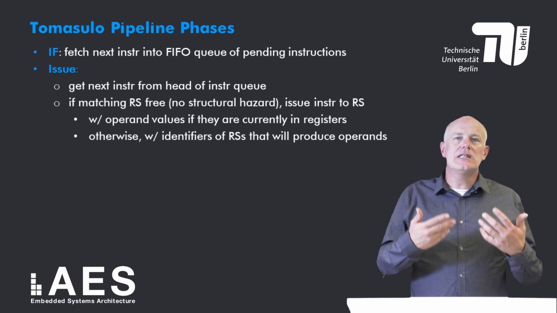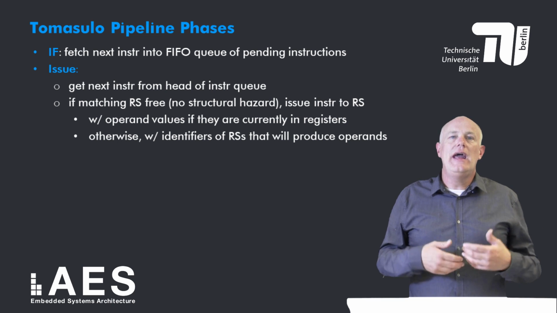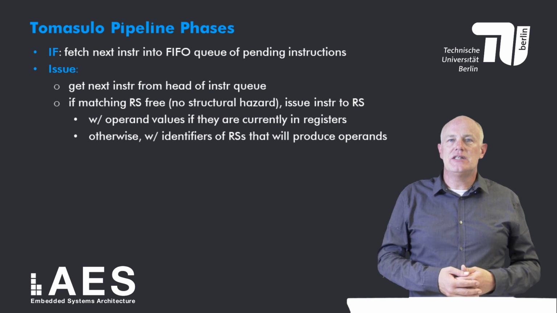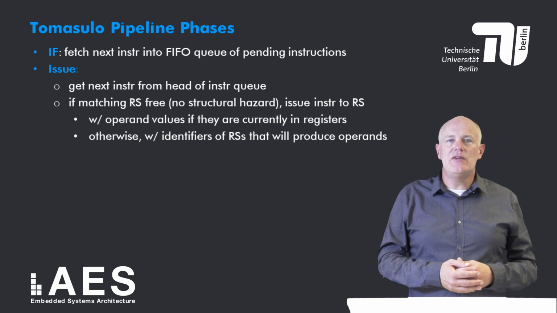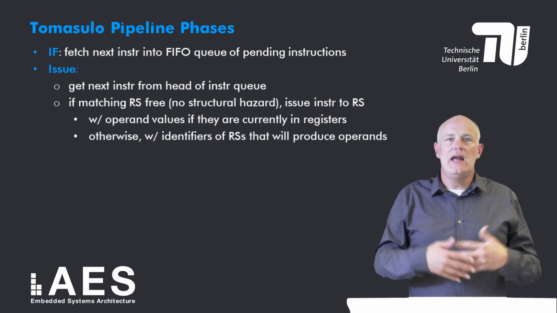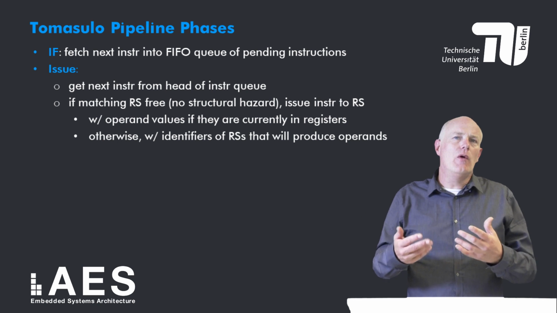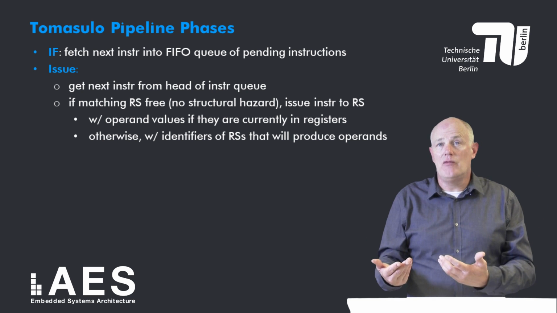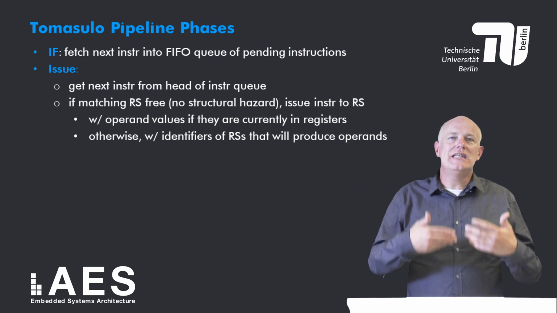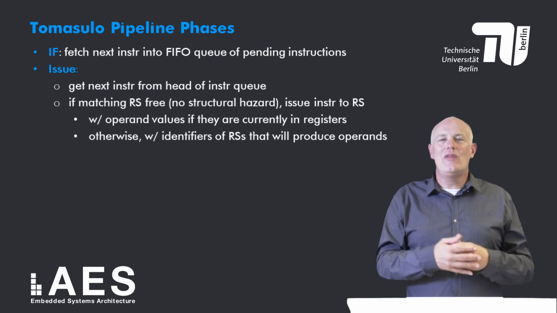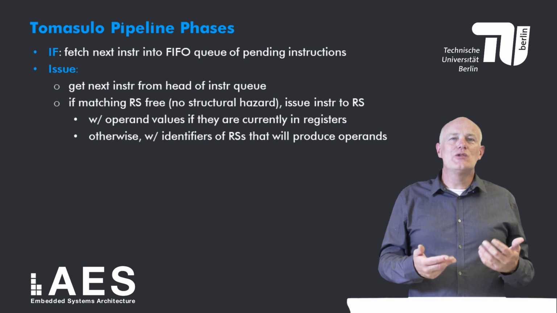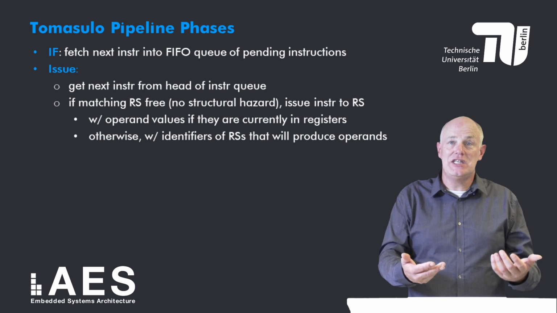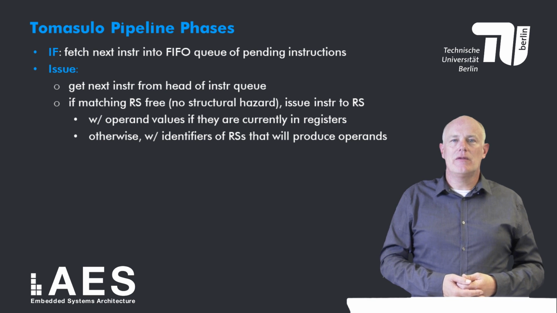The second phase is the issue phase. In this phase, the next instruction is retrieved from the instruction queue, and if there is a free matching reservation station, the instruction is placed in that reservation station. If there is no free matching reservation station, then we have a structural hazard and the execution has to stall. Furthermore, if the values of the operands of the instruction are currently available in registers, then the instruction is issued to the reservation station together with these values. If not, the operand values are currently being produced and the instruction is issued together with identifiers of the reservation station that will produce these operands.